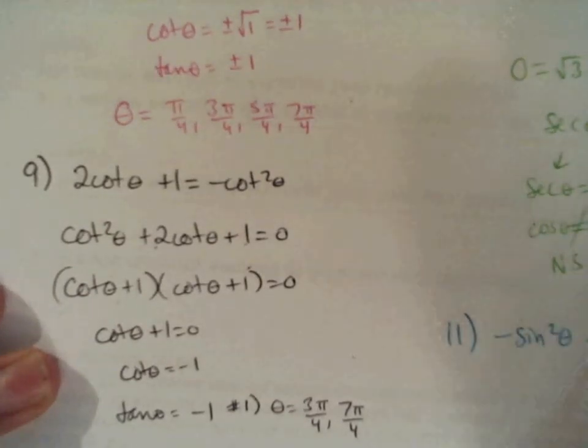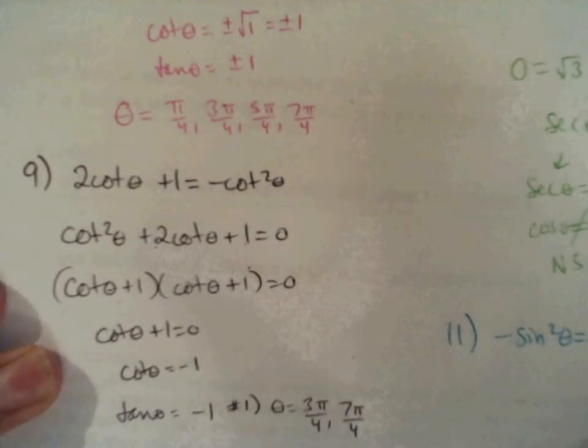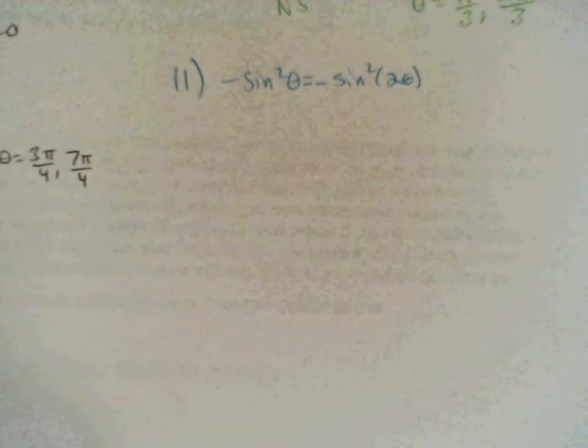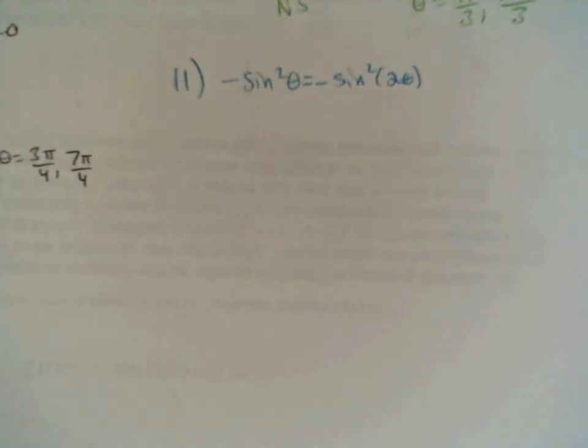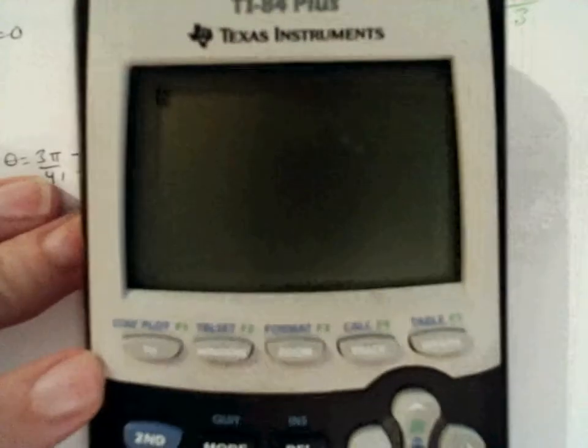Negative sine squared theta minus sine squared equals negative 2 sine squared 2 theta. Now this is one we could work out by hand. Sorry, you can't see it. Sine of 2 theta is 2 sine theta cosine theta, so I could definitely square that and then factor out a sine squared. We could work it out. But if I'm telling you to solve it using your calculator, then what you can do is do this.